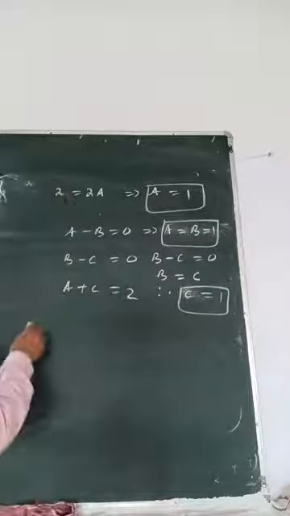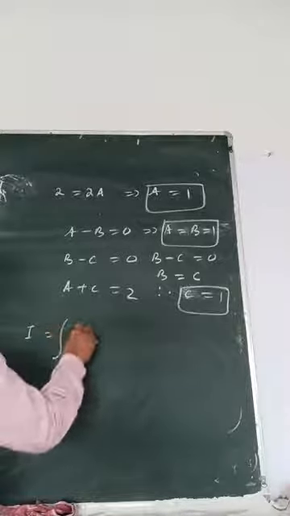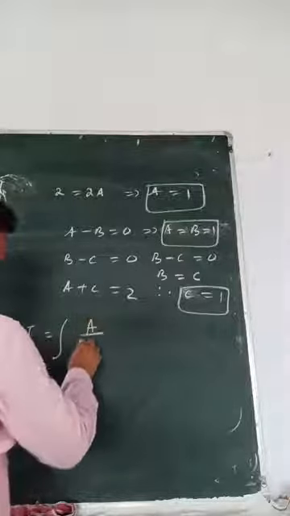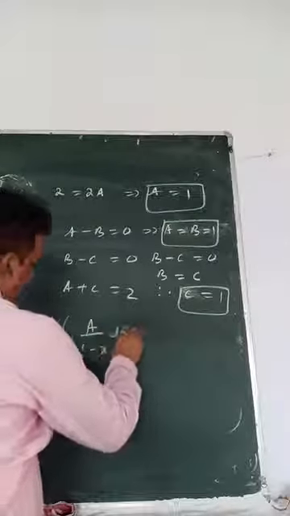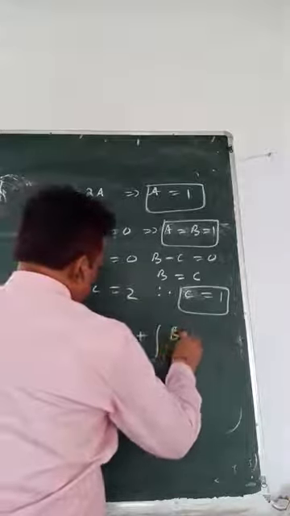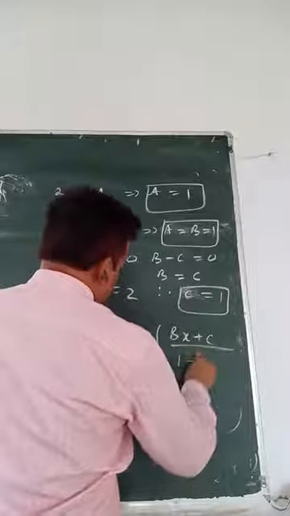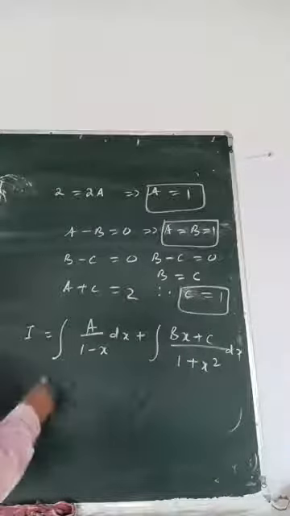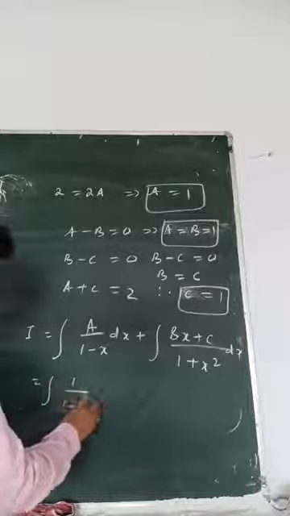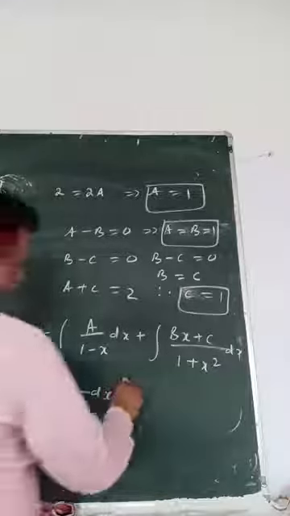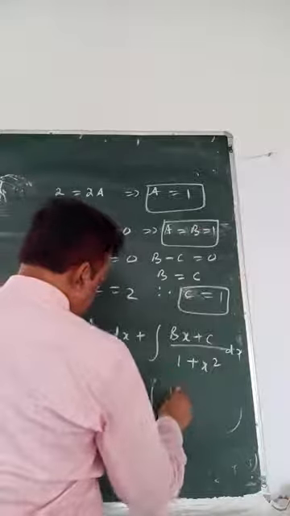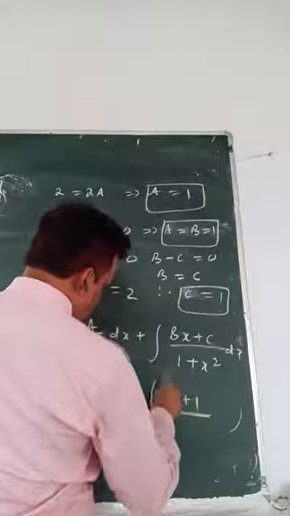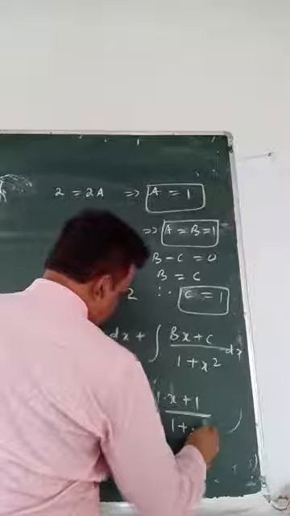So back to your integration now. Your I equals integral of a by 1 minus x dx plus bx plus c by 1 plus x square dx. This is our question or not? Now put the value of a: 1 by 1 minus x dx, b is 1, x plus 1 by 1 into x by 1 plus x square dx.